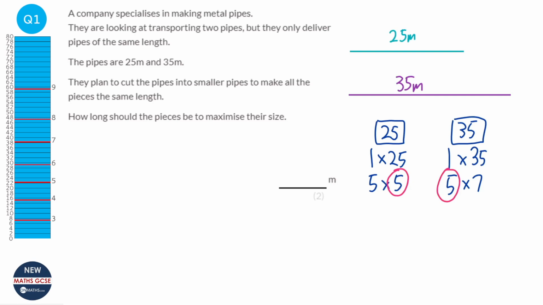So we can cut all of these pipes into 5 metre pipes. So 1, 2, 3, 4, not to scale, and then 7 of these. So 1, 2, 3, 4, 5, 6, and so there's 7 in total. Each of these is 5 metres long, and there's no wastage. That's the longest we can make the pipes for there to be no wastage at all. So my answer is 5 metres.